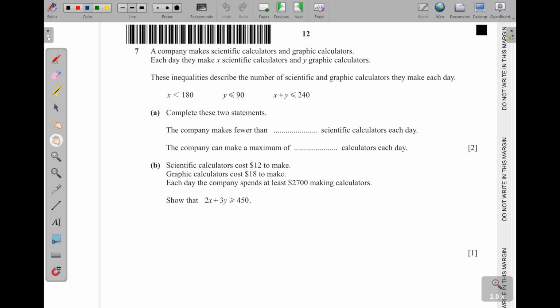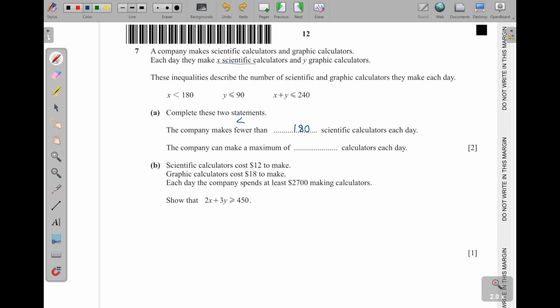The company makes fewer than dash scientific calculators each day. Now you can see that X is the one for the scientific calculators made. So if they say fewer, it represents less than. So we have to put here 180 because that is what we are seeing here. You see that?